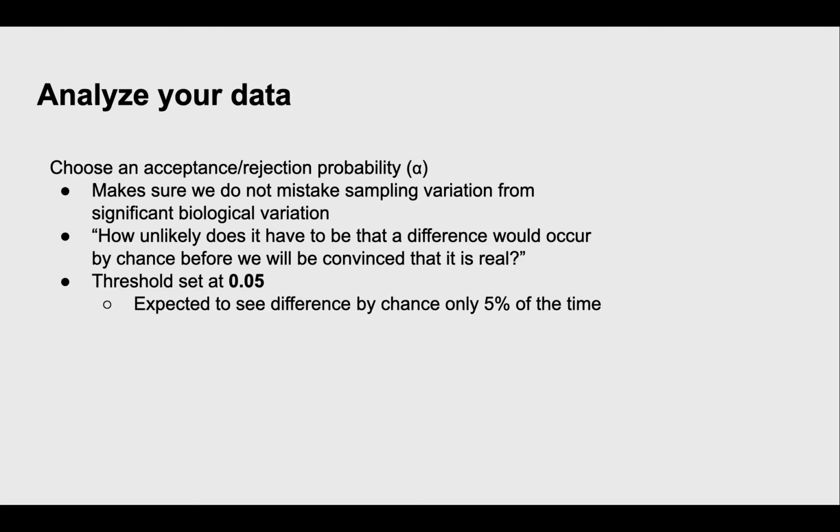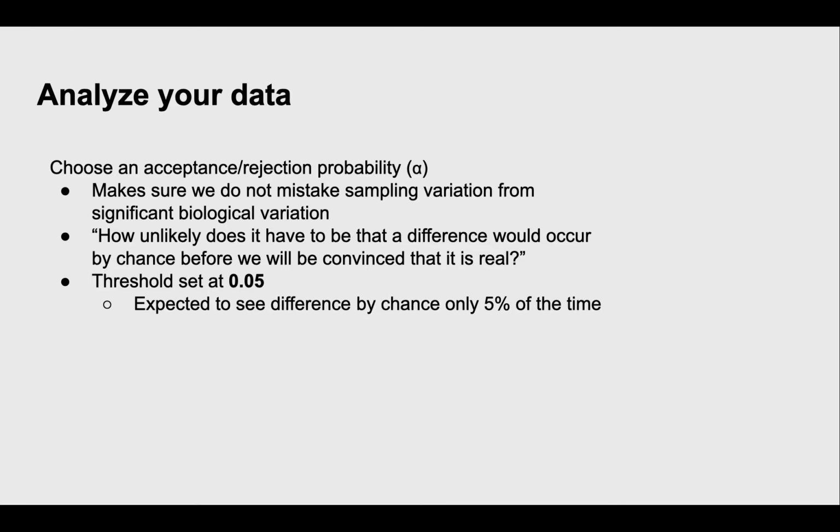That makes sure that we do not make a mistake with sampling variation and the natural biological variation that exists. So for example, not every single one of those plants grew exactly the same because there's variation in nature. So we would set this threshold at 0.05. We would expect to see a difference by chance, totally random, about 5% of the time. So that means 95% of the time, we should be fairly confident in saying yes, there is a pattern happening that is not due to chance.